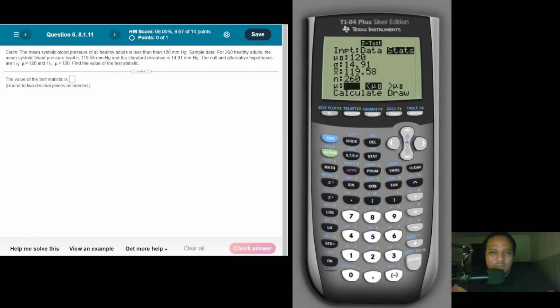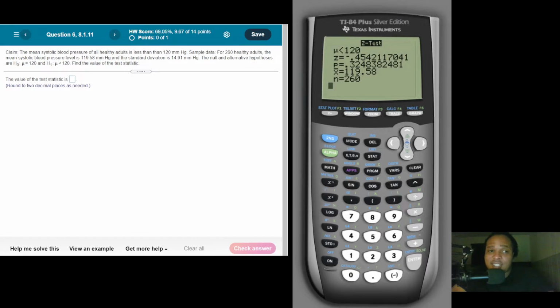Okay, the last sentence: the null and alternative hypotheses. They were nice enough to give us our H sub 0, which is our null, and our H sub 1, which is our alternative. We're going to use 120 as our claim number here. Remember, in your calculator, whatever your H1 is, that's what you put in. They're using a less than symbol, so we're going to use a less than symbol. Let's hit calculate. And that's everything we need.